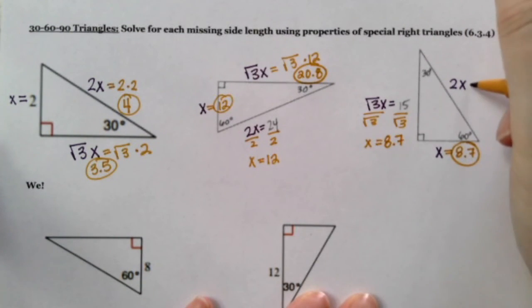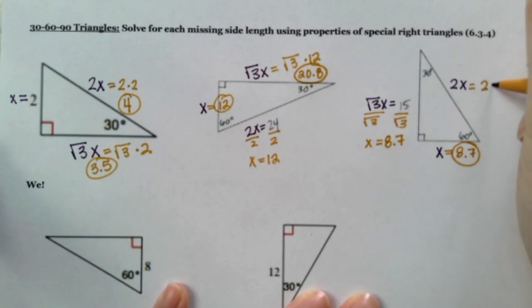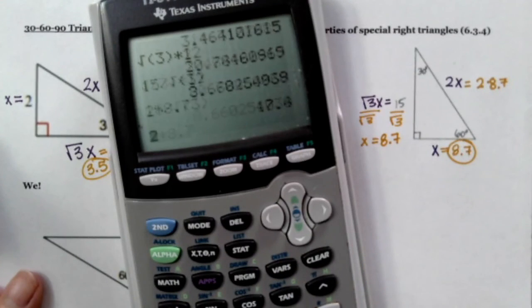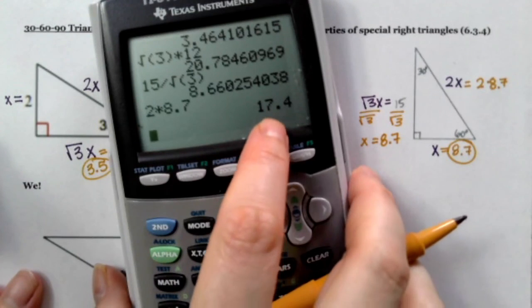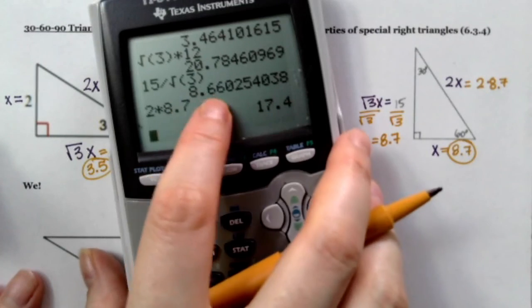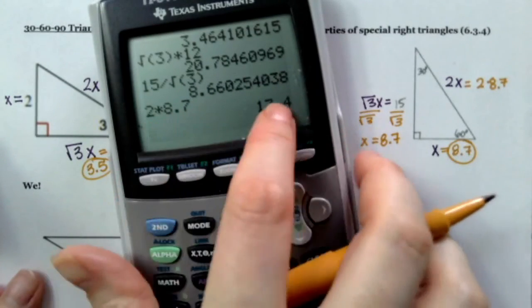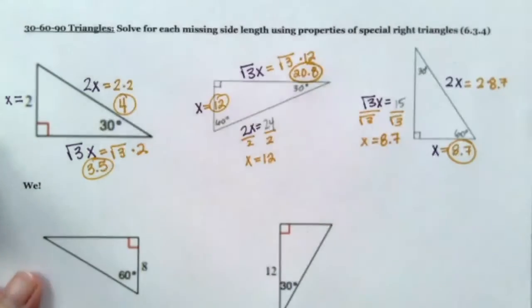And over here, I just need to do 2 times 8.7 to get me 17.4. If you wanted to be more accurate, you could take this big decimal and multiply by 2, but rounding it is fine. So 17.4.